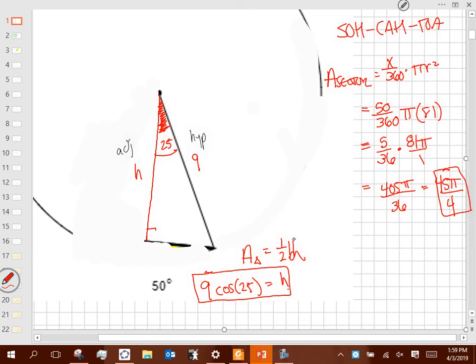Now I got to find b. Well, I'm finding b, I'm just going to call this distance here x. Let's say I want to find that. What would x be in relation to this 25?